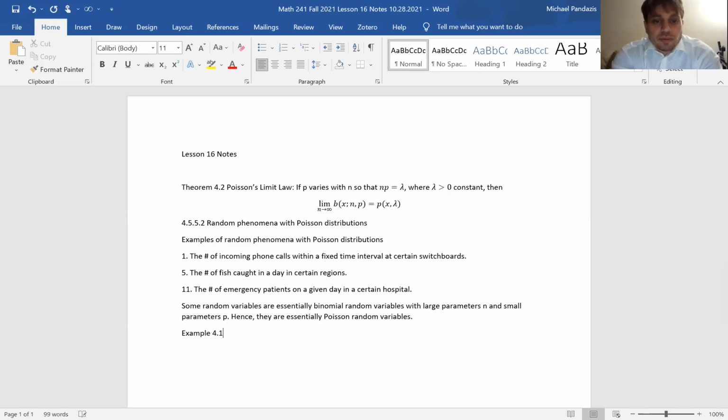So example 4.16: let X be the number of misprints on a page selected at random from a large book. Explain why it may be reasonable to assume capital X is a Poisson random variable.